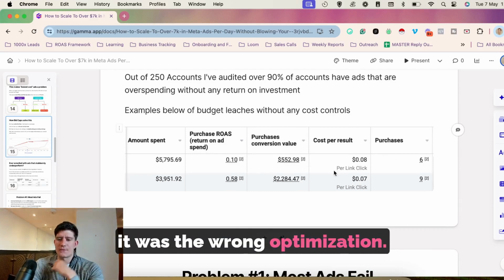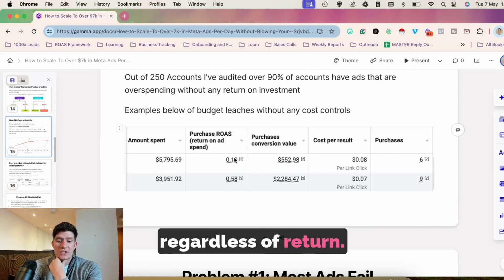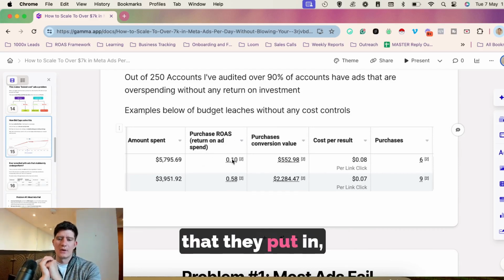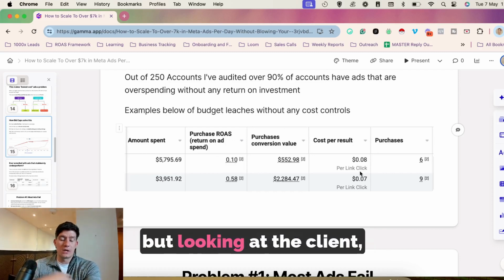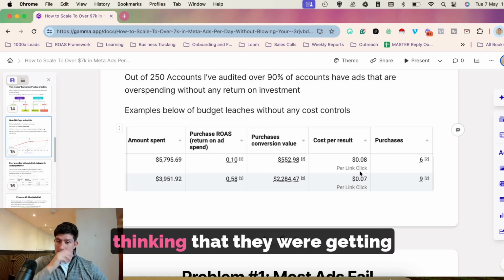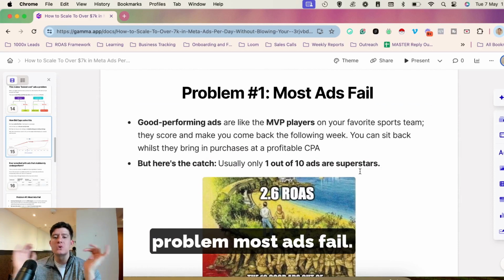There was the wrong optimization. They weren't optimizing for sales, but they were spending regardless of return. So for every dollar that they put in, they were getting 10 cents back. You might argue that they weren't going for this, but looking at the client, they were actually genuinely thinking that they were getting returns. So this comes to the first problem, that most ads fail.